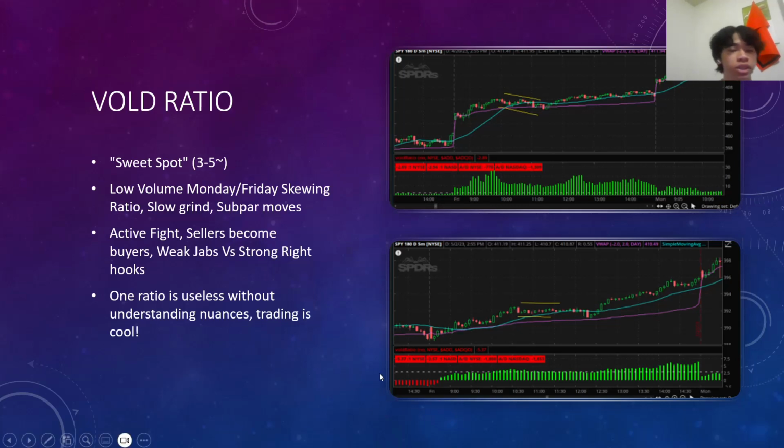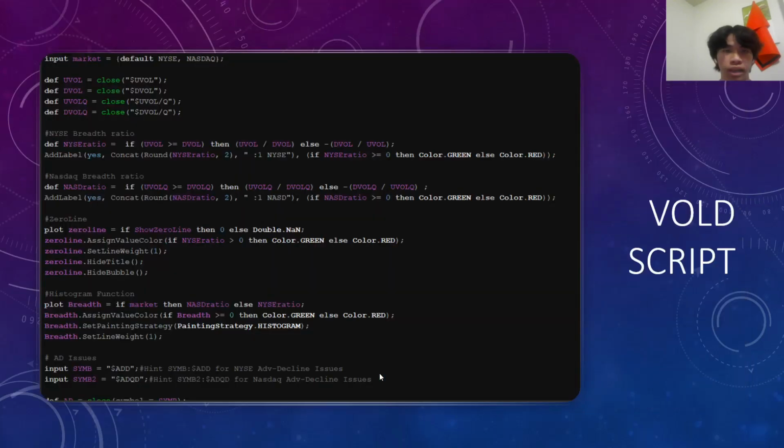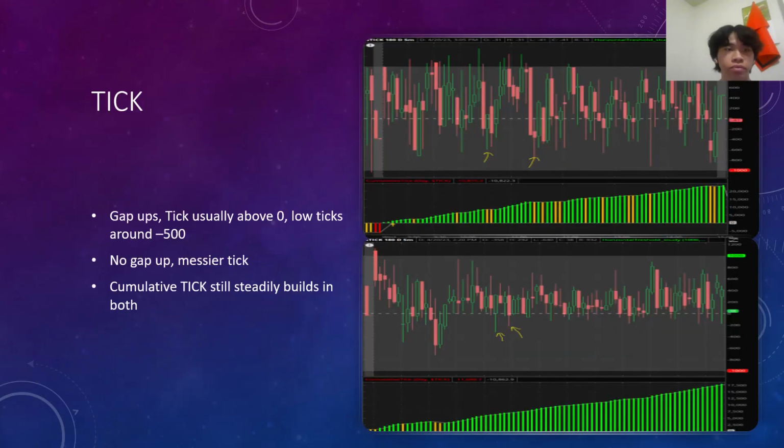And that's why I like trading so much, because you can't just rely on one ratio, one number to expect to be profitable or get alpha. You need to understand the nuances in the context and be able to interpret what the number is trying to tell you. That's the script if you're interested in using it for yourself.